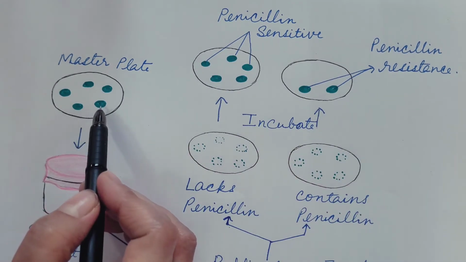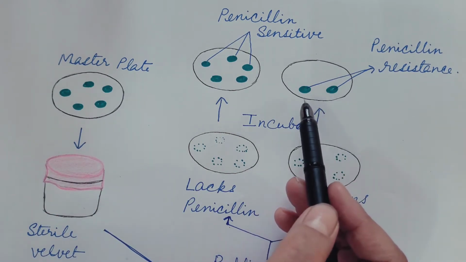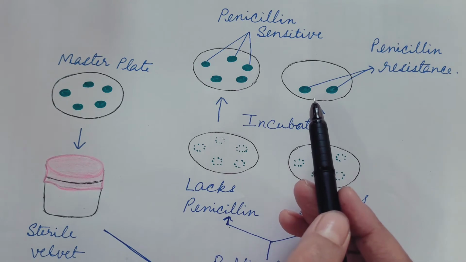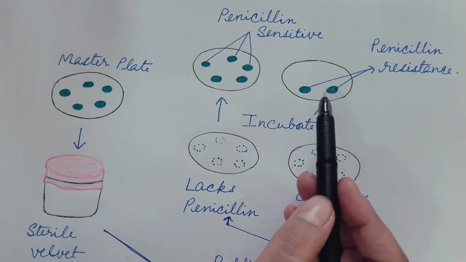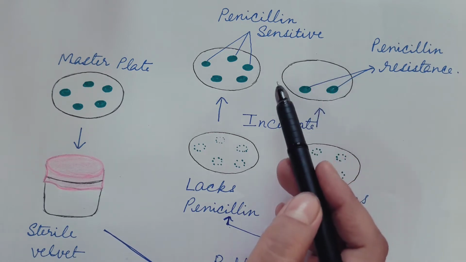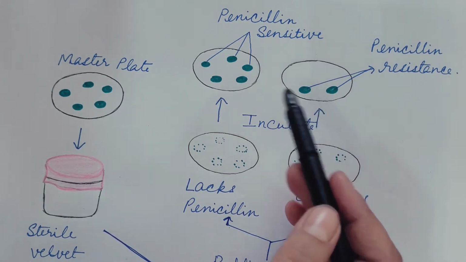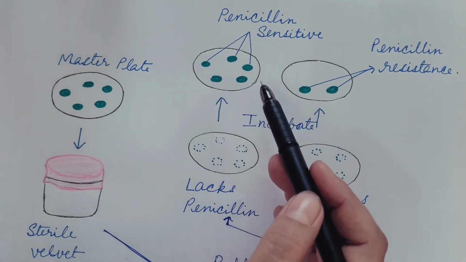These are already present. It is not that penicillin resistance develops when it is exposed to penicillin. It is only that natural selection, in this case penicillin, selects the penicillin resistant cells over the penicillin sensitive ones.